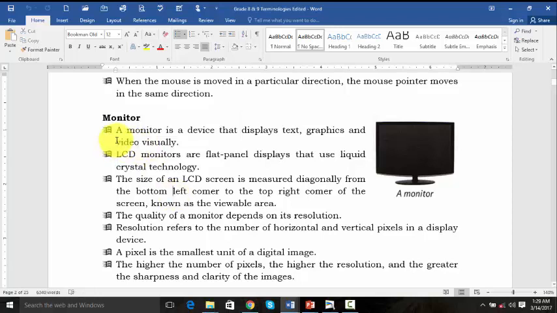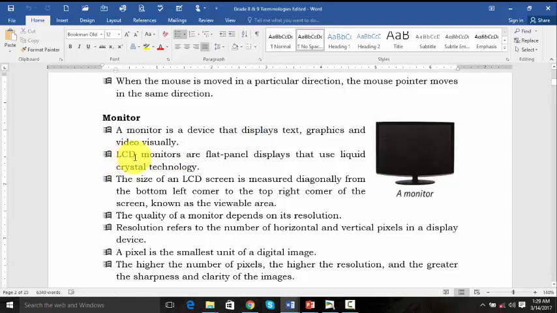So a monitor is a device that displays text, which is a type of data. Graphics are also a type of data. Video is also a type of data. Generally, a monitor will display all four types of data we discussed earlier. Now, LCD monitors: the letters LCD stand for liquid crystal display.